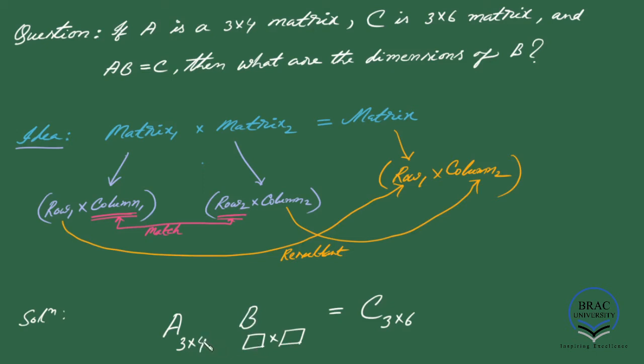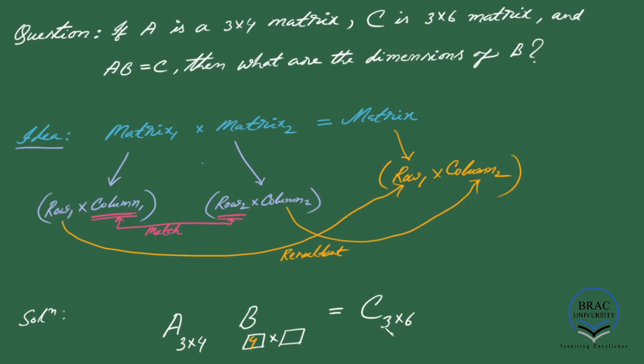So this is the column number of the first matrix, which is 4. If the column number of the first matrix is 4, then we can infer that the row number for the second matrix should also be 4. They have to be exactly the same. So I can write that this number should be 4. Let me write 4 over here. And then looking at the construction of the dimension of the resultant matrix, we can see that the row number of the resultant matrix is coming from the first matrix.